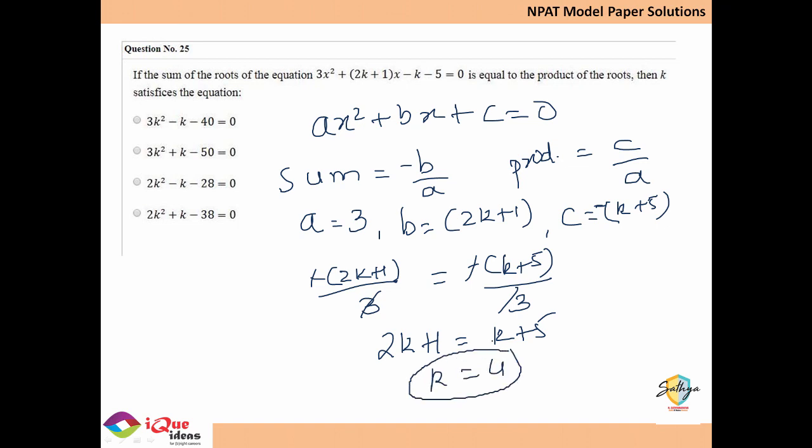Now substitute the value of k in every equation and simply check. So when you substitute the value of k in the first one, I get k square is 16, 16 3s are 48, 48 minus 4 is 44, minus 40 is not 0. So the first one is definitely not my answer. Second one, 3 into 16, 48, 48 plus 4 is 52 minus 50, definitely not equal to 0. The third one, 2 into k square, that is 16 to the 32, 32 minus 4 is 28, minus 28 is 0. The third one satisfies the equation.